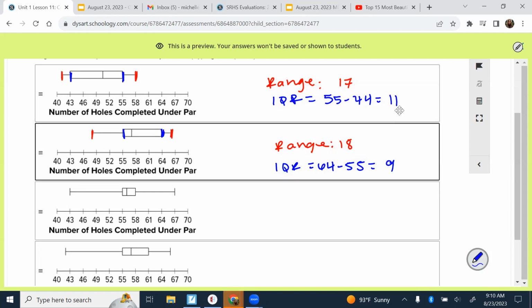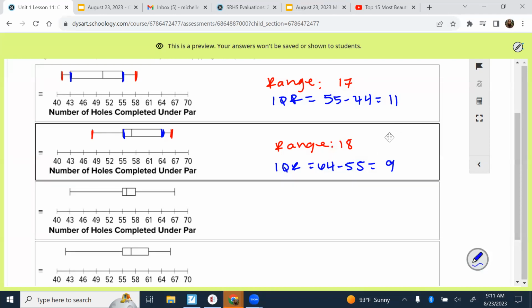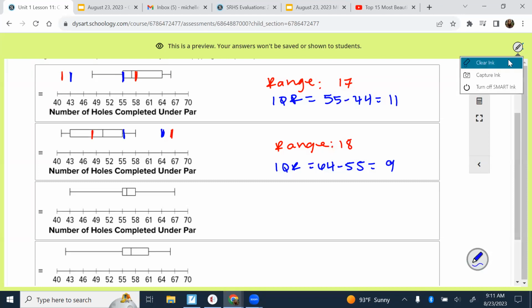So technically, I think they're gonna say that this one's less spread out. So I think we're gonna have to drag it, and we'll see. I'll check the MCQ right now. But I think based on the statistics, since this one has a smaller IQR, they're gonna say that this one is less spread out. So let me take a picture and see.